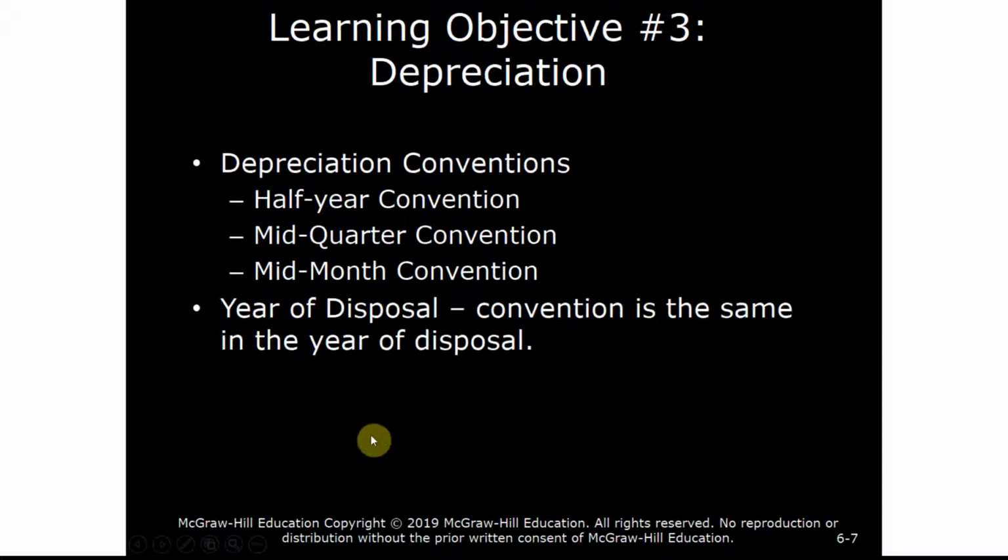Year of disposal convention is the same, so if you use the half-year convention on the front end of the depreciation schedule, you would use the half-year convention on the year of sale or disposal. And the same is true with the mid-quarter or mid-month convention. By the way, the mid-month convention applies to real estate. So there is no accelerated depreciation for real estate. So if a warehouse is purchased in August, it's assumed that it's purchased in the middle of August.